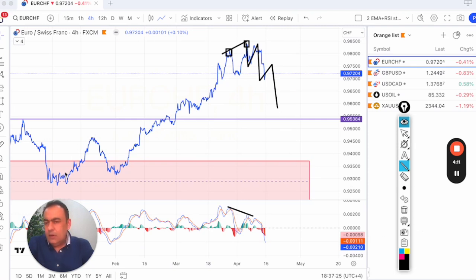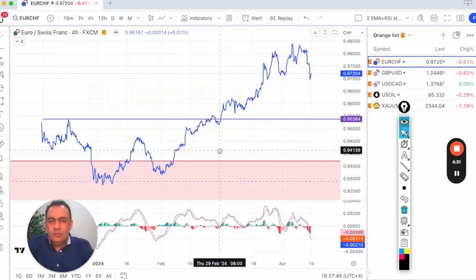Now based on the wave count, this seems to be the first wave followed by a corrective second wave. We have the longest third wave, a corrective fourth wave, and the fifth wave is done here, and we can expect short-term bearish behavior of EURCHF.